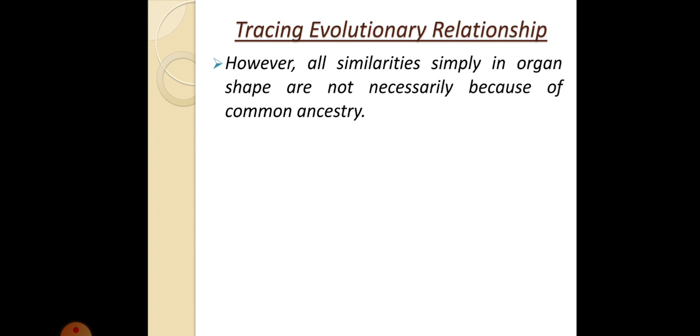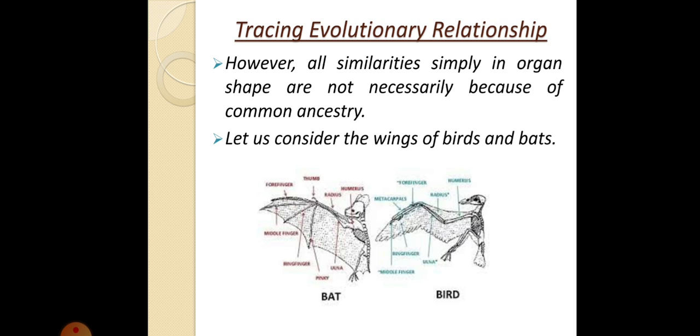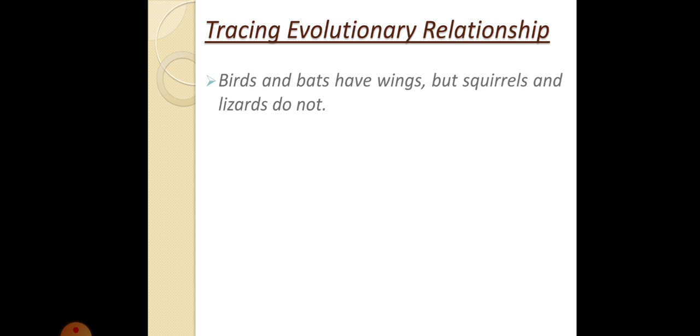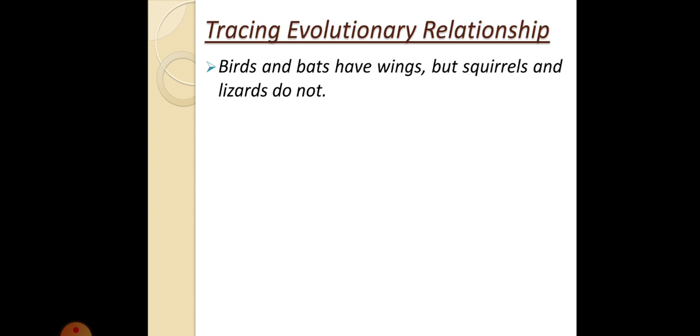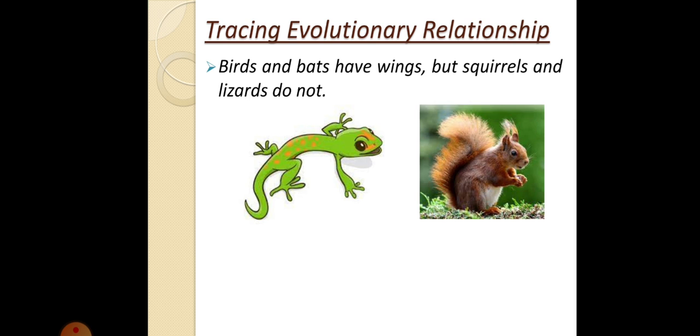Why am I saying so? Let us understand with the help of an example. Let us consider the wings of birds and bats. This picture shows the wings of a bat and a bird. The left one shows the wings of the bat and the right one shows the wings of the bird. Observe the picture very carefully. Birds and bats have wings, right? But squirrels and lizards do not. In the lizard we do not see any wing, and squirrels also don't have any wing.